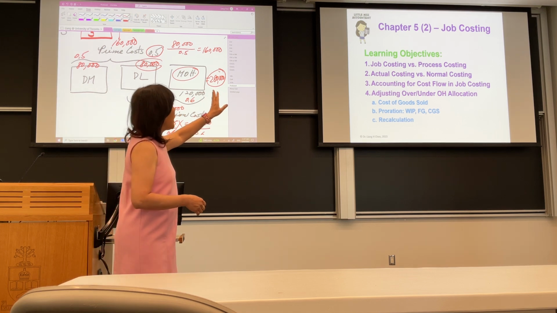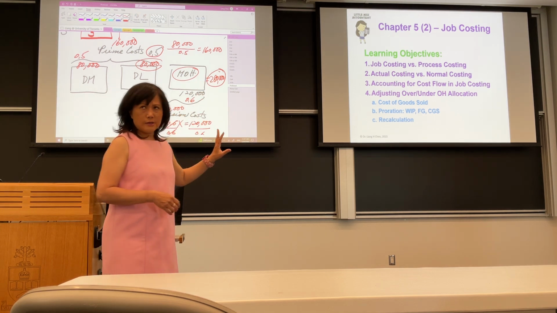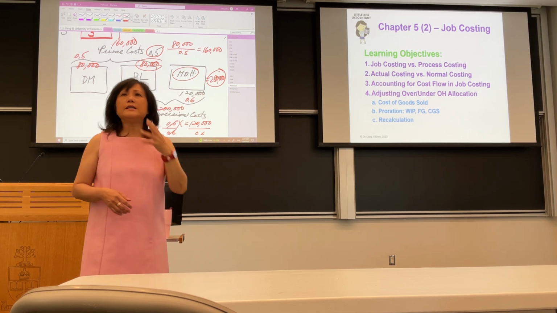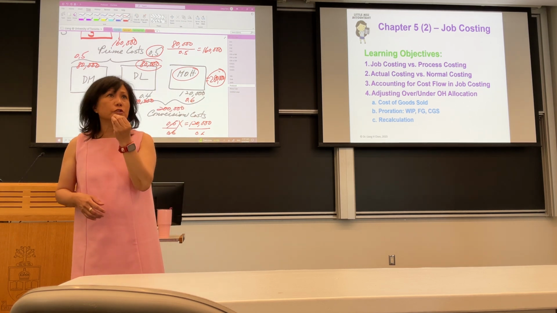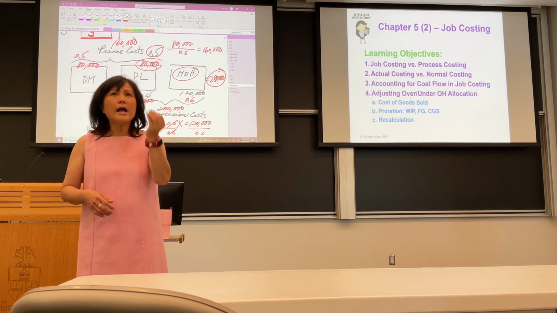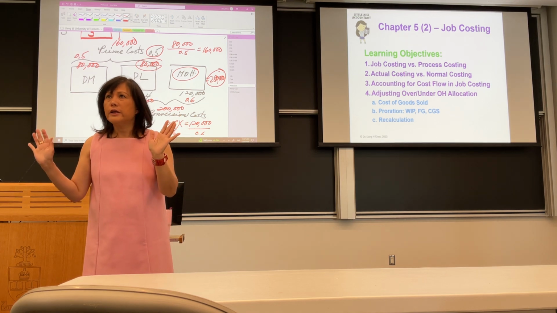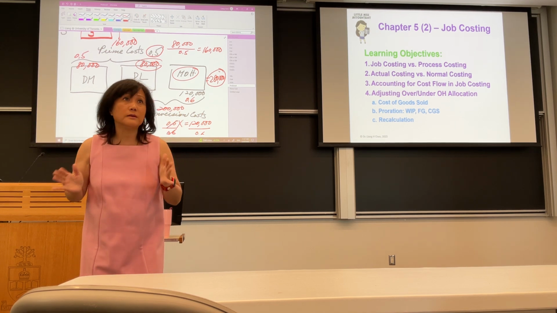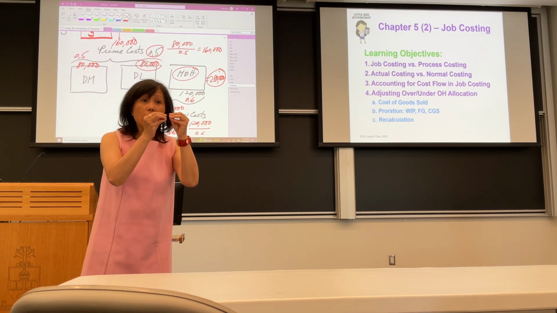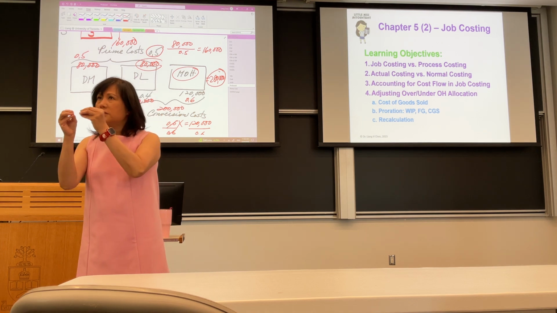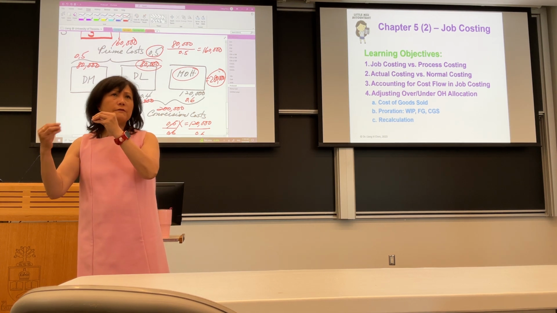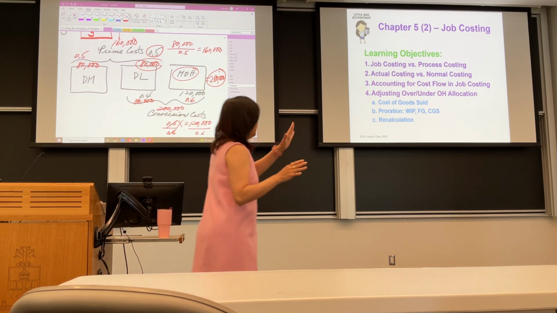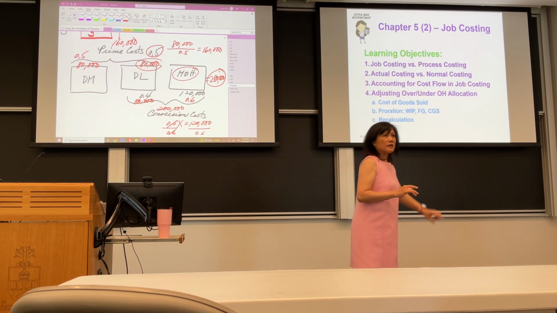When we say job costing, there are 4 learning objectives today, okay? So what's job costing? Job costing means a customized product or service. It's not an identical product or service. So you buy a box of chocolate, every box of chocolate is identical. How many of this color of candy, how many of this flavor, every single box of chocolate candy is identical. It's called process costing.